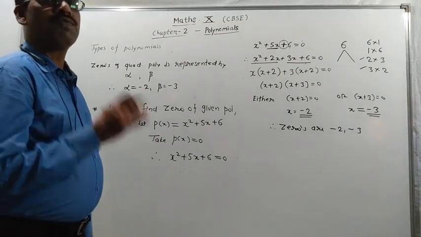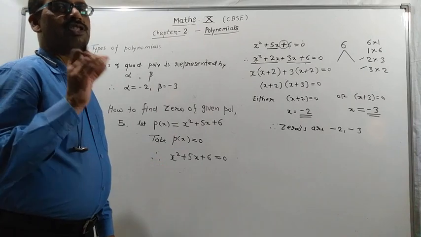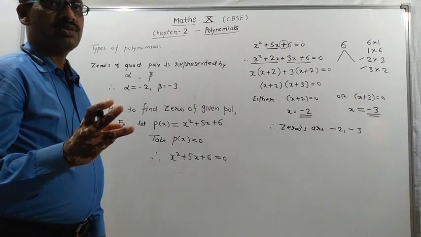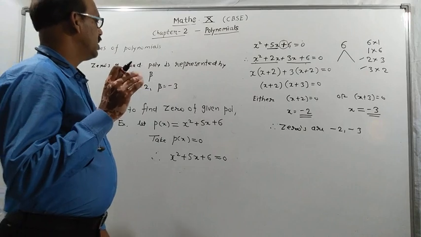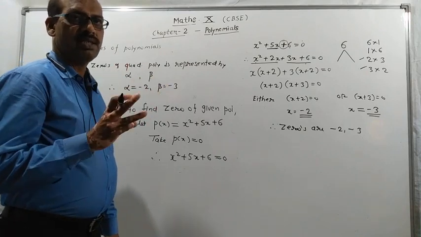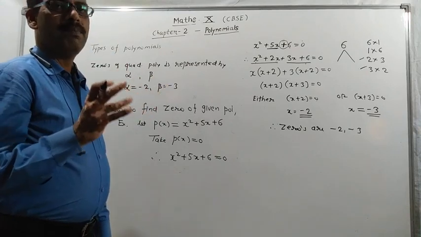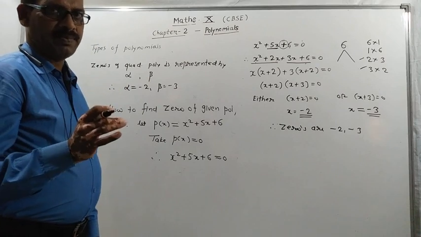If it is a cubic polynomial, which contains 3 zeros, then we can write the values of these 3 zeros using alpha, beta and gamma.